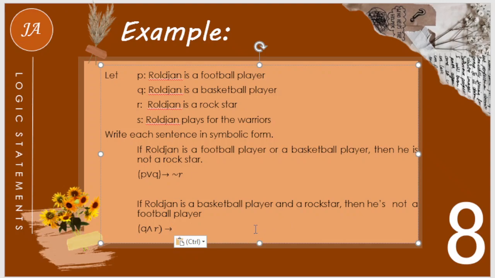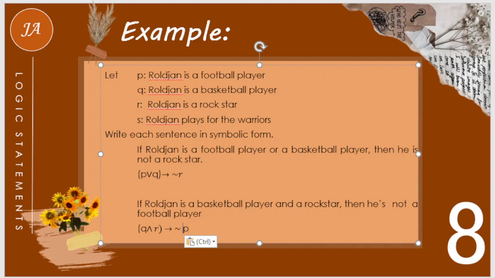Then he is not a football player. So we let a football player as P. So we write that one as P. Since it is a negation, therefore we must put a symbolic form of a negation. So the statement of if Roljan is a basketball player and a rock star, then he is not a football player. The symbolic form will be the quantity of Q and R implies not P.